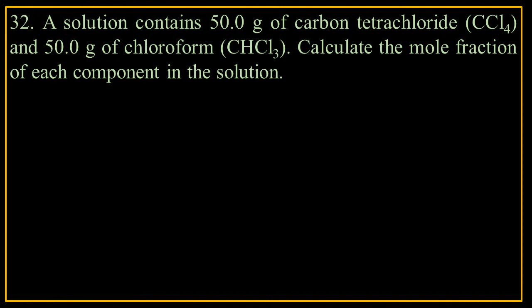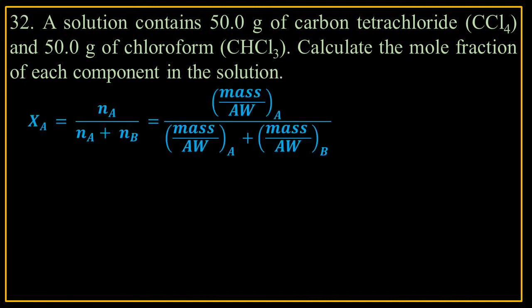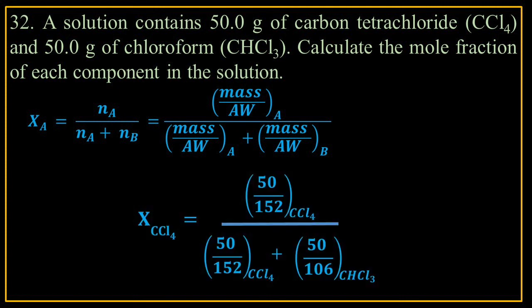A solution contains 50 grams of carbon tetrachloride and 50 grams of chloroform. Calculate the mole fraction of each component in the solution. Now, I don't particularly remember if I did this the easy way. Yes, I did this the easy way. So I'll let this run for about a minute and see if you can come up with the answers before this is over. Don't forget to convert 50 grams of each component to moles.